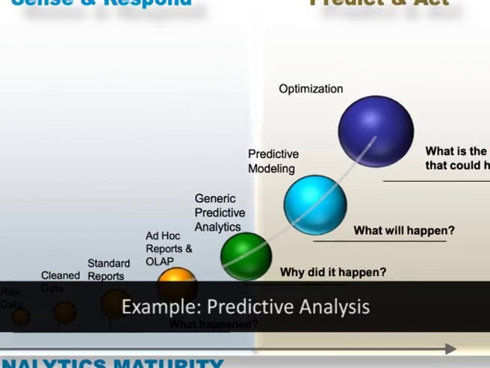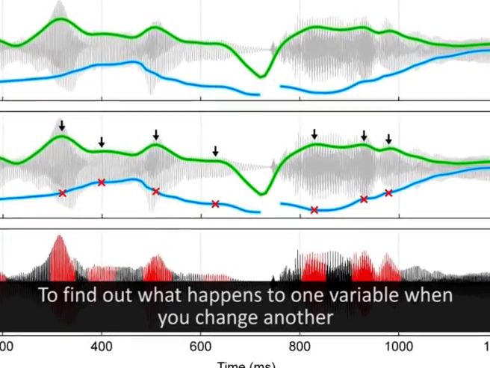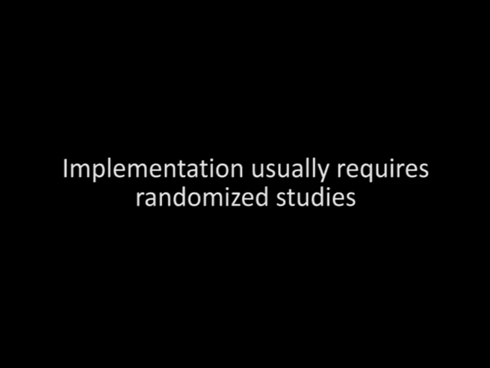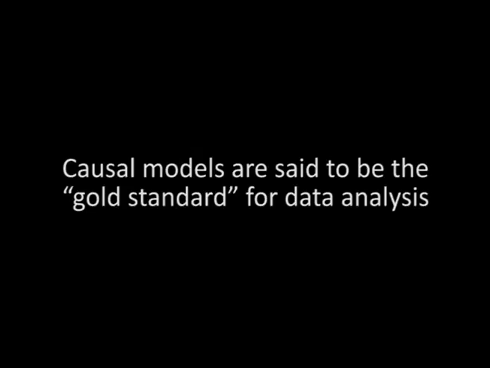Example, predictive analysis. Causal, to find out what happens to one variable when you change another. Implementation usually requires randomized studies. There are approaches to inferring causation in non-randomized studies. Causal models are said to be the gold standard for data analysis. Type of data set applied to: randomized trial data set, data from a randomized study.